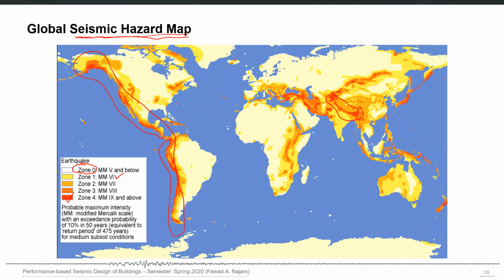So this kind of map, which shows the level of future ground shaking, the estimated map, is the outcome of the seismic hazard analysis or seismic hazard assessment. This map tells us the likelihood of future ground shaking at different sites, and the process used to construct such a map, or to calculate the probability of future ground shaking at different locations, is called the seismic hazard analysis.